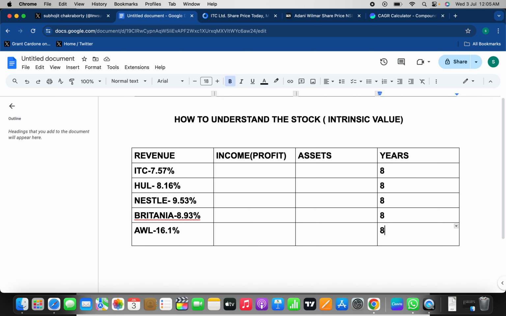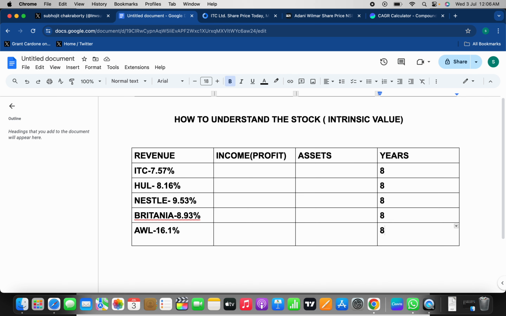You can do the same table analysis on the industry, right? Understanding the stock from the industry. Now we have 5 different companies starting from ITC. ITC has given sales. कितना सेल बढ़ा है साथ में? Every year it has increased 7.57%.